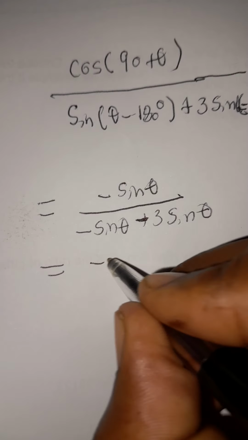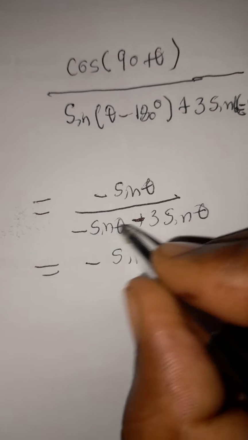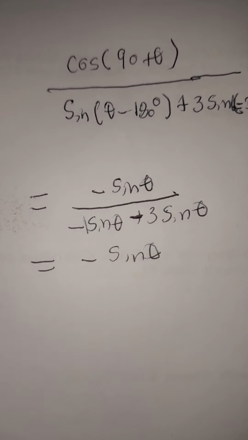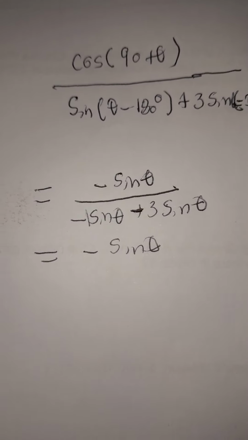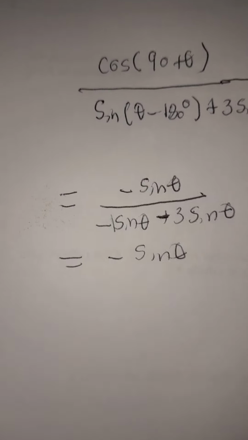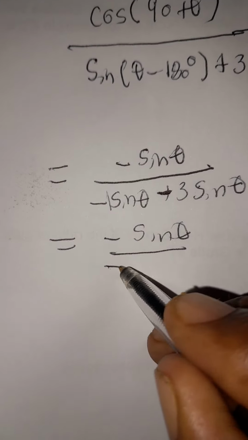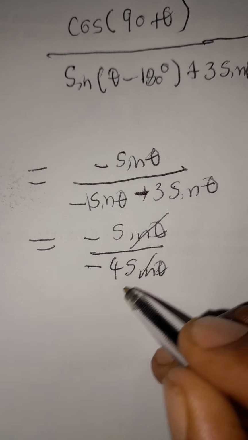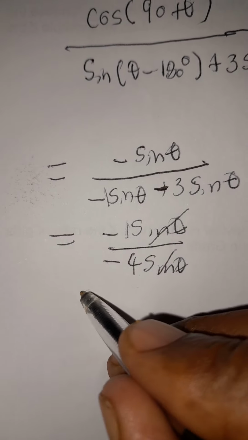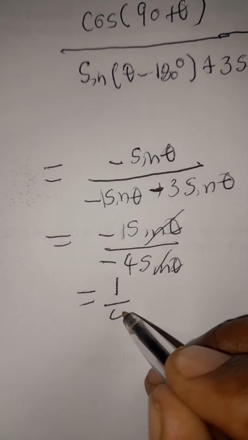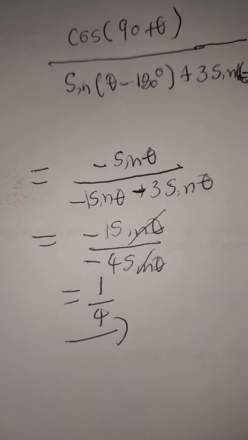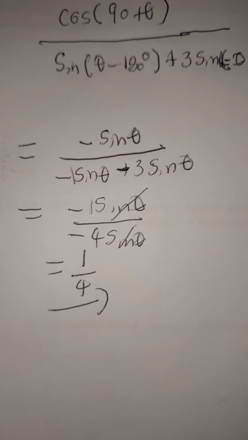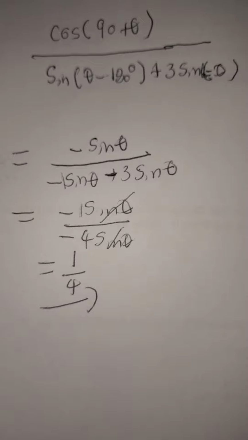Okay, so let's work on this negative sine theta. These are like terms, so in other words, we have an invisible coefficient of 1. Negative sine theta minus 3 sine theta is the same as negative 4 sine theta. So this and this will cancel. The numerator is positive 1, so we're going to have 1 over 4 as our solution there. This is what you were supposed to do at question 5.2 to get that mark.